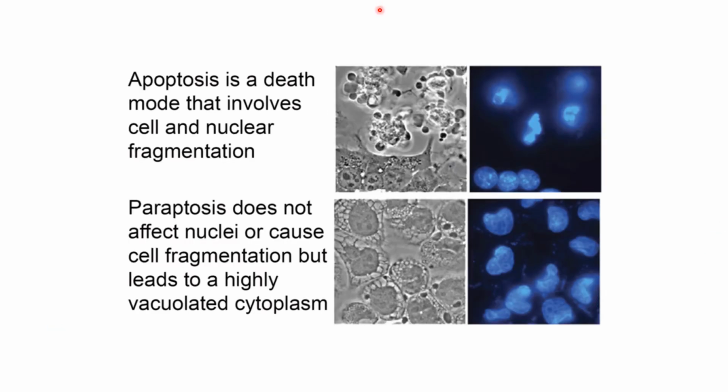This shows the morphology of apoptosis at the top, where we see fragmentation of DNA and fragmentation of cells, where the cell is eventually broken completely into these fragments that are engulfed by nearby cells. With paraptosis, the entire cytoplasm fills with vacuoles, but there is no fragmentation of the DNA, and the nucleus remains intact.